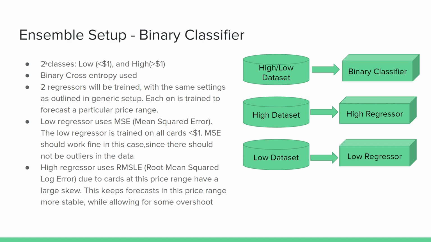Now, for each class that a classifier has, an additional regressor will be trained. So the low dataset will be used to train the low regressor, and the high dataset, the high regressor. For the low regressor, we're using MSE since its prediction range is between 0 and 1, and it should be rather stable at that range. The higher regressor uses RMSLE. Since it's sorting cards in this higher price range, we still didn't want it to over predict, so it keeps it more stable while allowing for some overshooting.